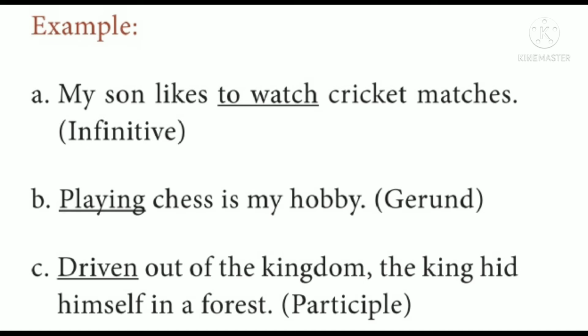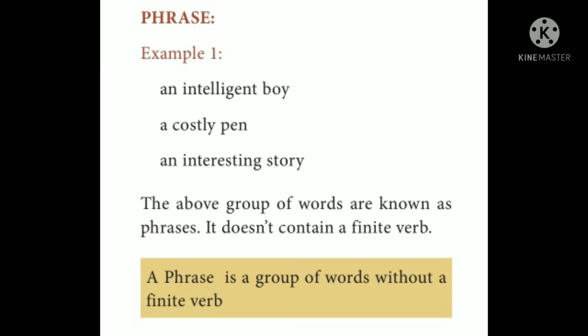And the third example. Driven out of the kingdom, the king hid himself in a forest. So the underlined word driven is a participle form. For example, drive, drove, driven. So these are some examples for the three different kinds of non-finite verbs. So easily you can identify the three kinds of non-finite verbs: infinitive form, gerund form, and participle form.